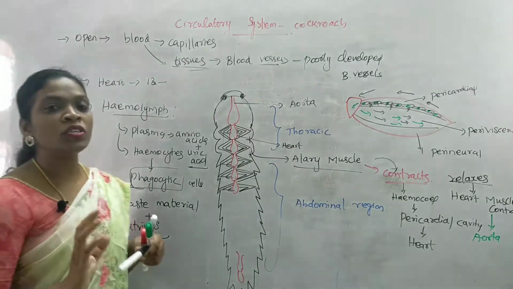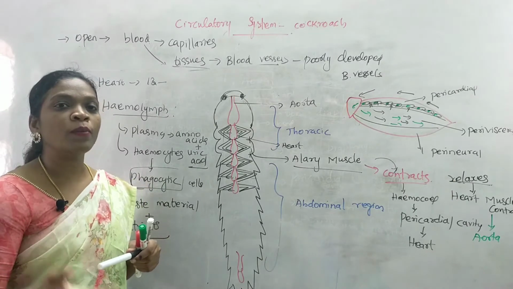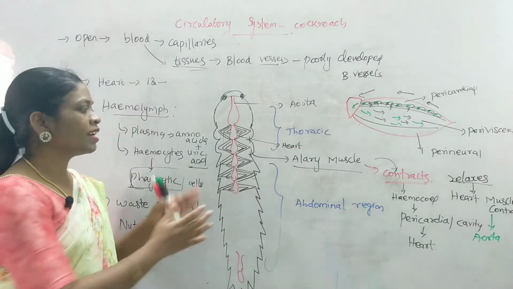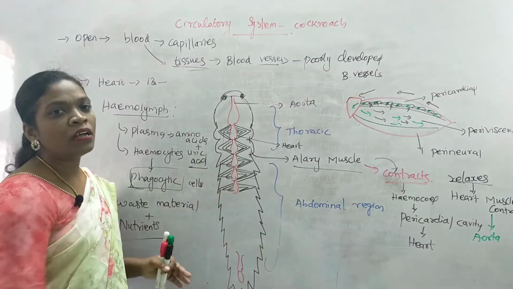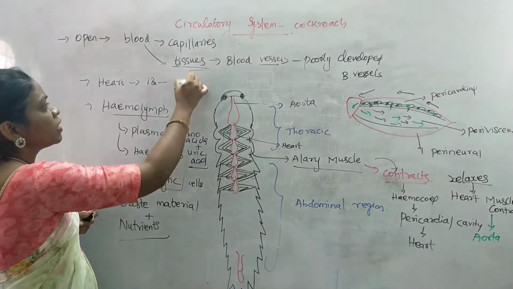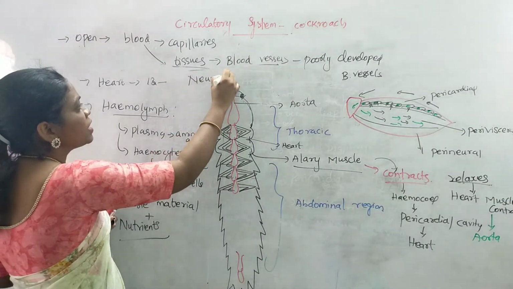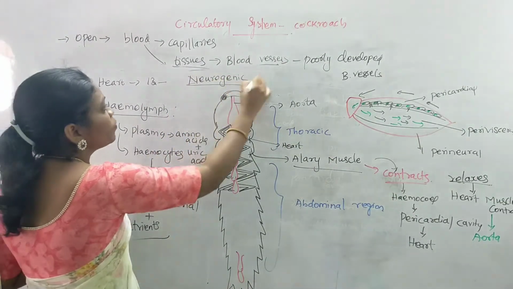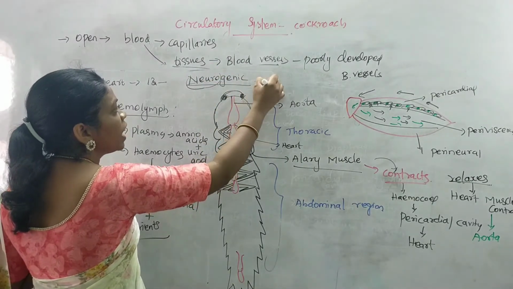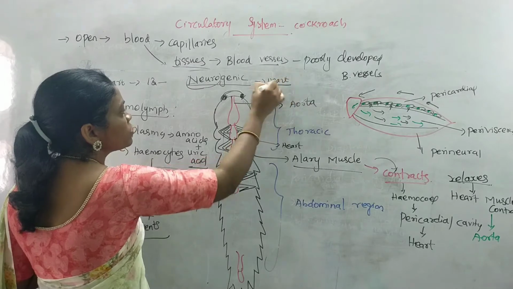And the complete function of respiration will be taken care of by the tracheal system, which is involved in respiration of the organism. So the circulatory system doesn't have any function in respiration. Okay, this type of circulatory system is neurogenic. The heart's circulation is regulated by the neuron. That is what is known as a neurogenic heart in cockroaches.